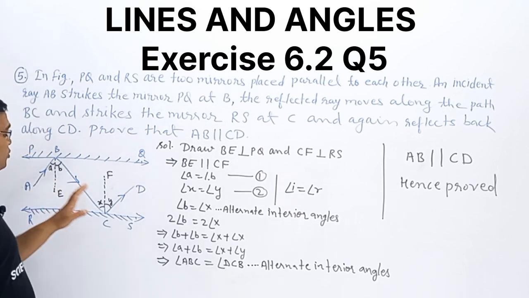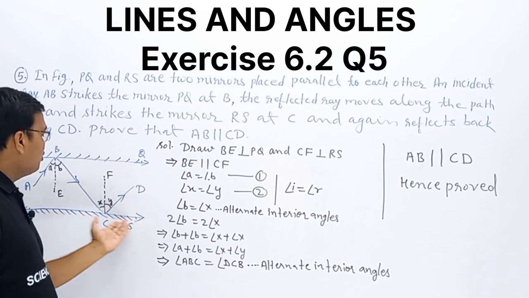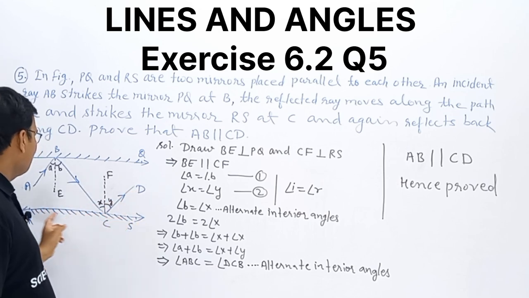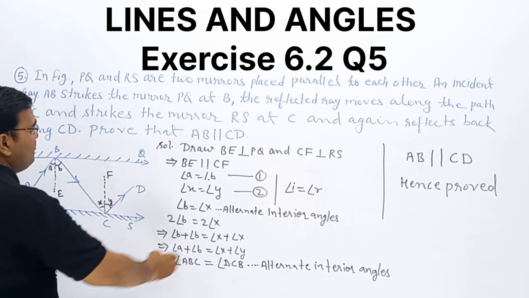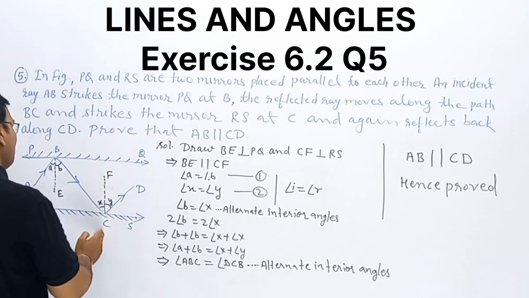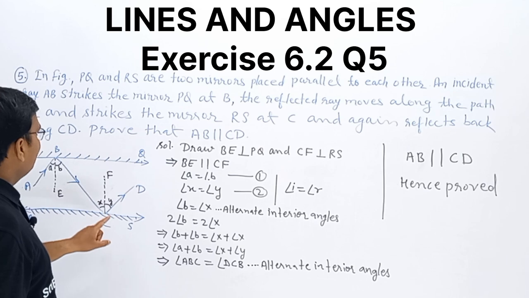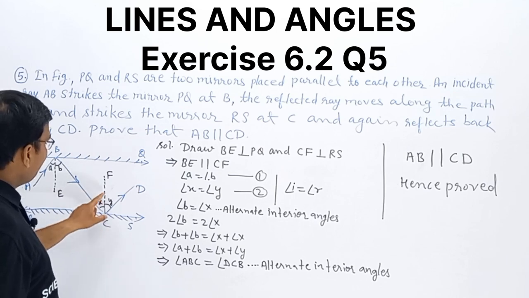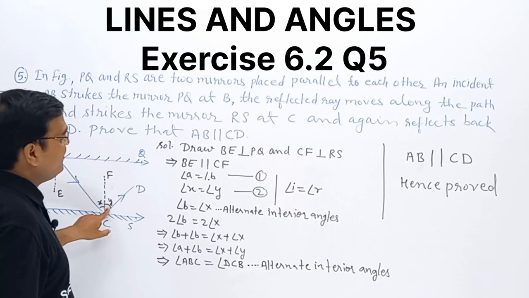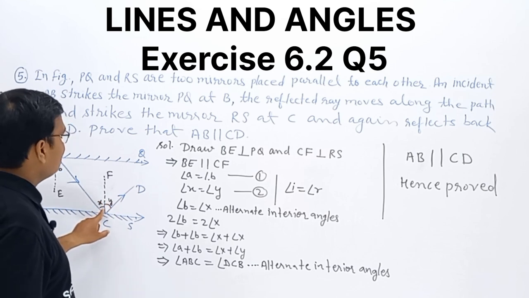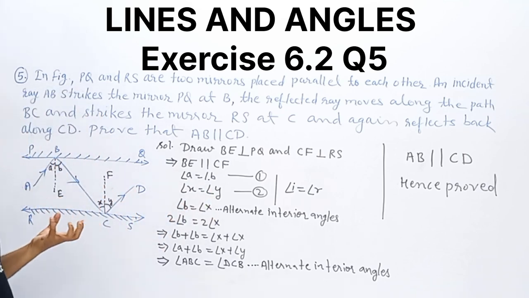Clear? Now for this one, this is the incident ray and this is the reflected ray. So we should draw a normal for this surface, this mirror RS. So we draw CF. CF is the perpendicular, or normal, of this mirror. Clear? For this mirror we have this normal, making angle X as the incident angle and Y as the reflected angle. So for this mirror we can say angle X equals angle Y.